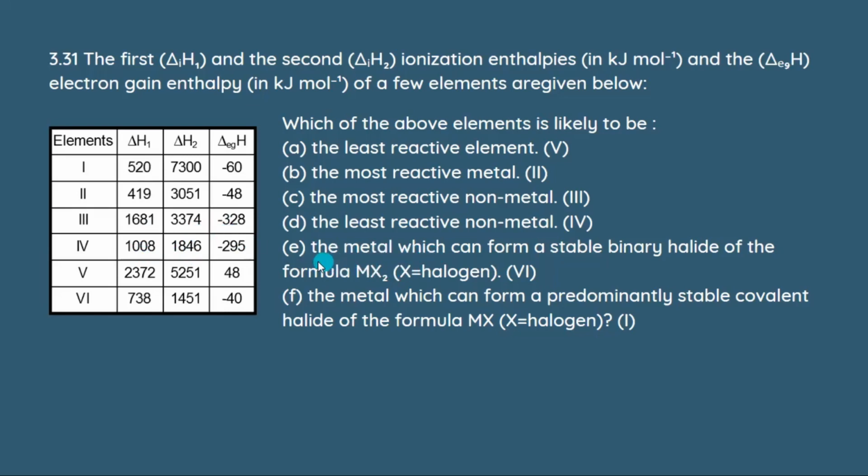Next, the metal which can form a stable binary halide of the formula MX2. The reason we say that it's element 6 is because it has a very low first ionization enthalpy, but it's higher than that of alkali metals. Therefore, this is an alkaline earth metal, and it's easy for this particular metal to form a metallic halide. It will form a binary halide. So basically, the ionization enthalpy and the electron gain enthalpy will help us figure it out.